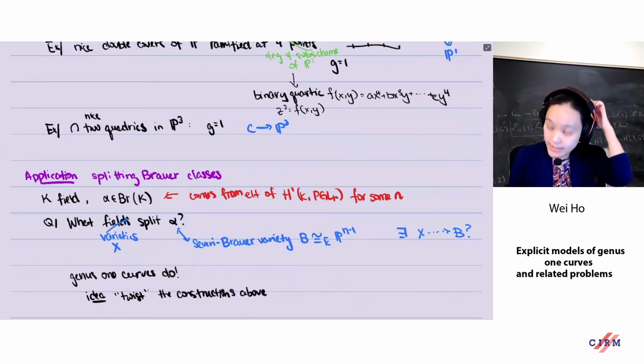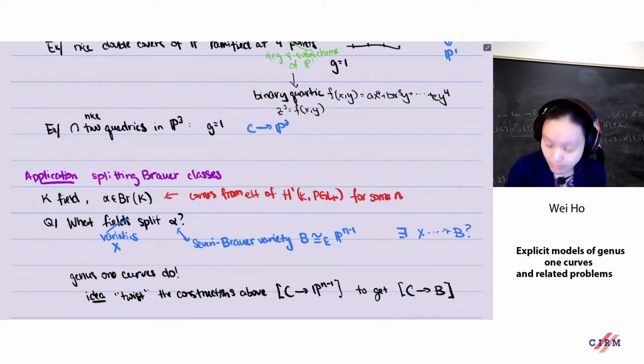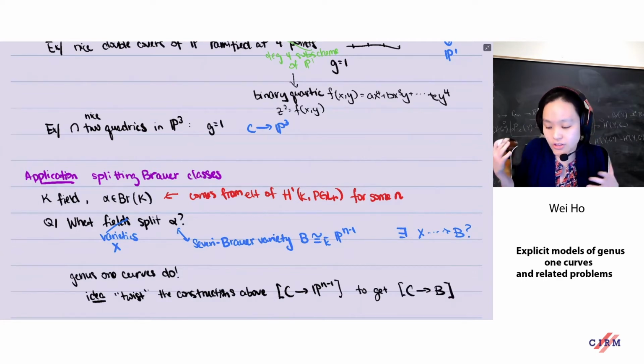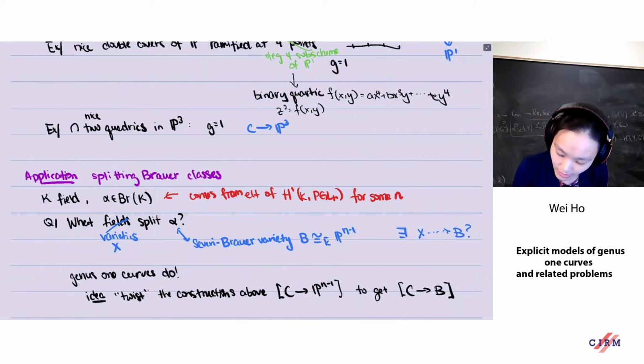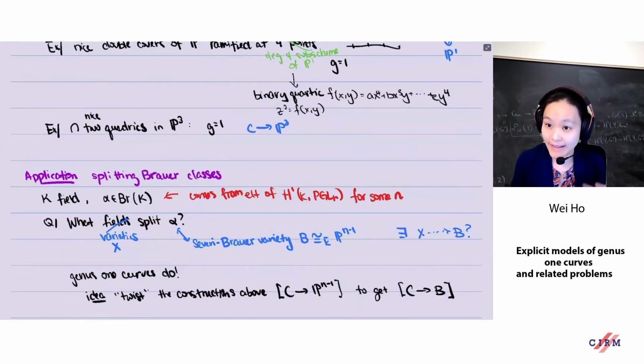We described these various maps from genus 1 curves to projective spaces, just P1, P2, and P3. Now we're going to twist these up to get genus 1 curves that map to my Severi-Brauer variety B. Remember, I should think of B as a twisted version of projective space. In these cases where n is small, 2, 3, 4, and we do 5 as well, we take these constructions, twist them up, and then show that it actually gives you well-defined curves over your base field. So that's the basic idea.